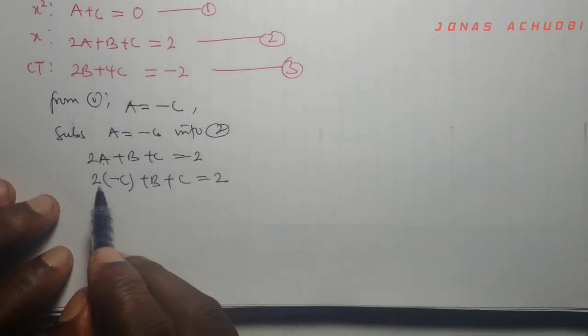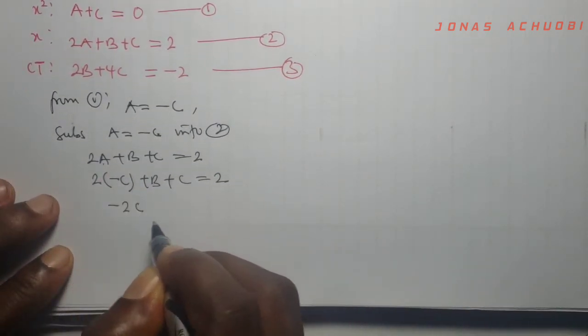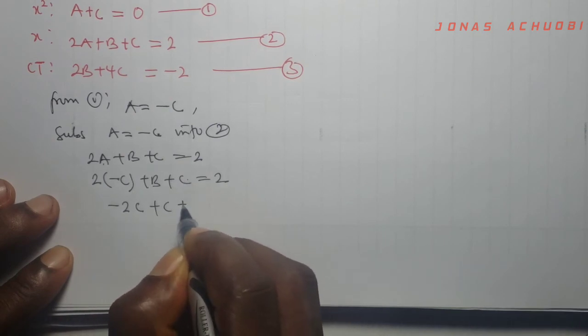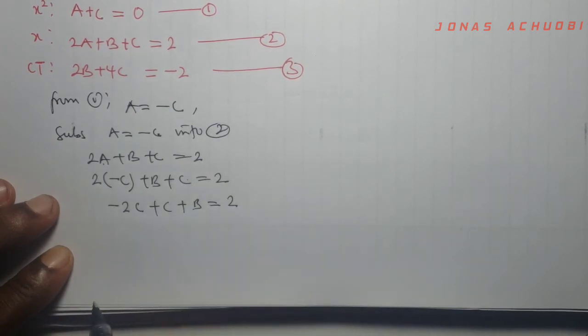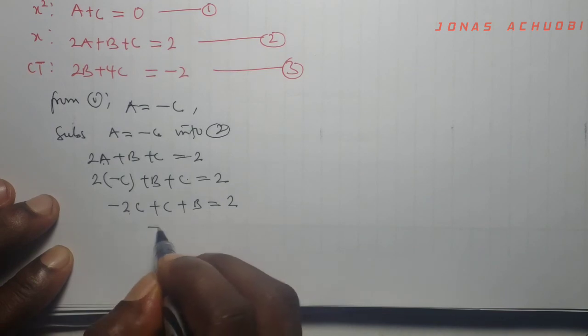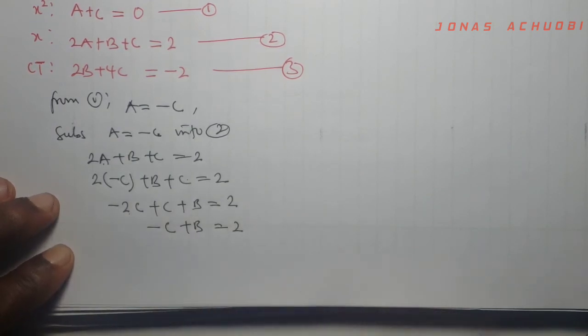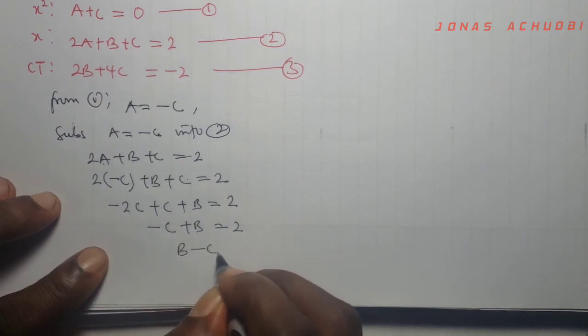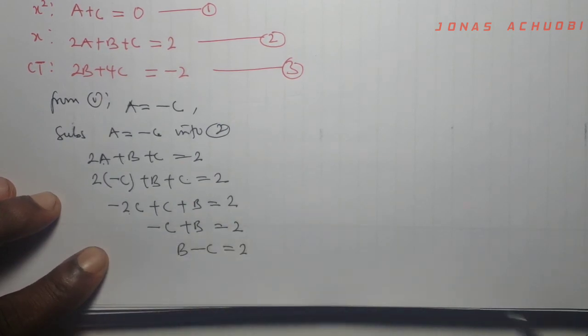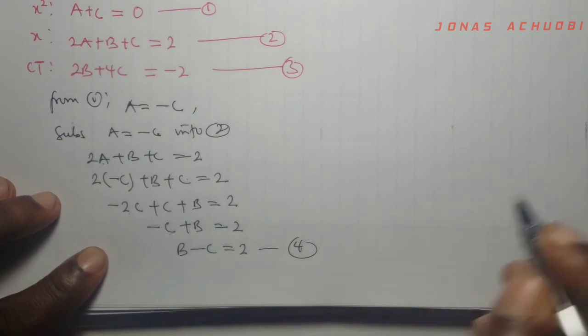So that 2 times minus c is minus 2c plus c plus b equal to 2. So minus 2c plus c is minus c plus b equal to 2, which I choose to write as b minus c equal to 2. So I call this my equation 4. Now what do I observe?